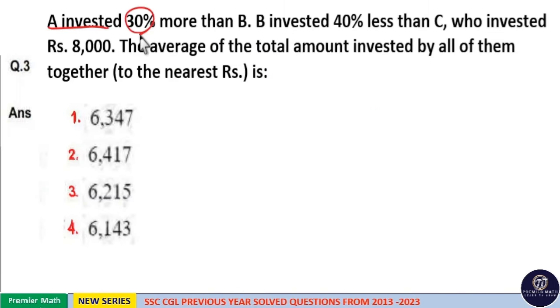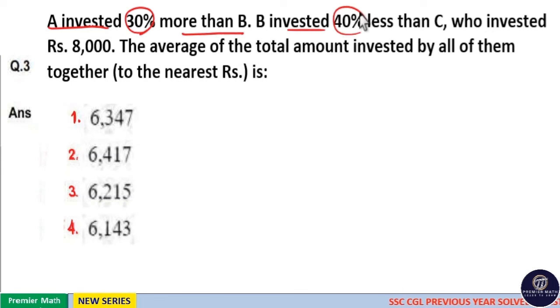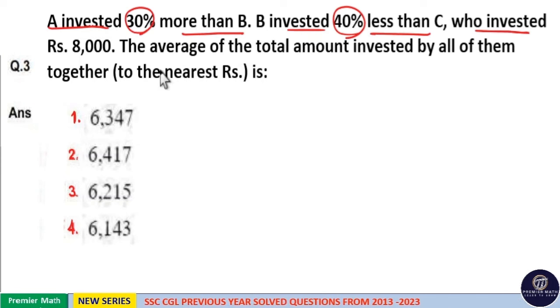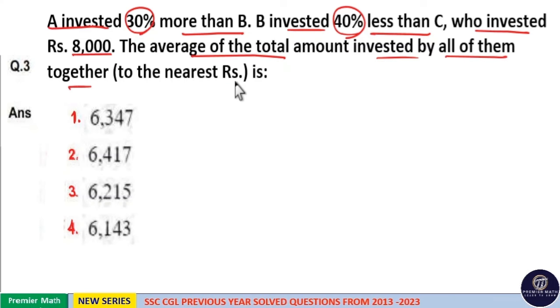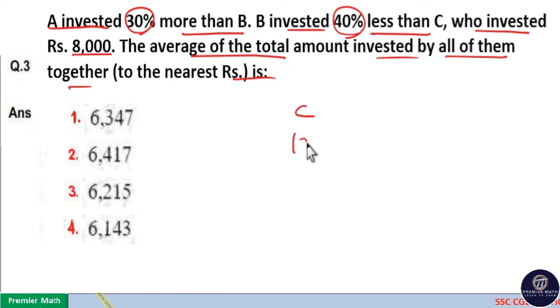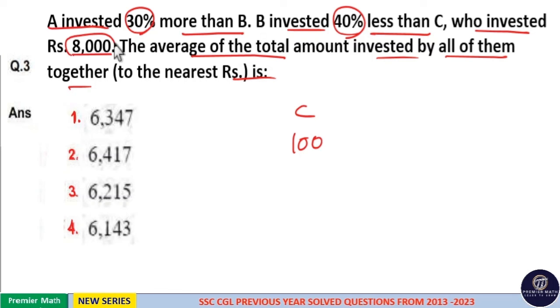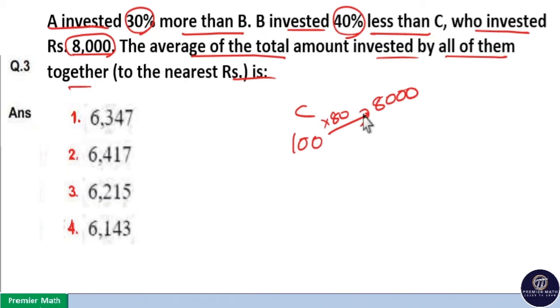A invested 30% more than B. B invested 40% less than C, who invested 8,000. The average of the total amount invested by all of them together is? Consider C invested 100 rupees. But here it is given as 8,000. That is, this 100 part is equal to 8,000, means 1 part is equal to 80.